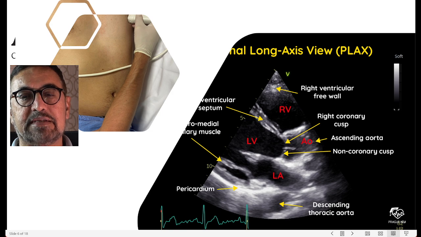The parasternal long axis view. We usually begin with the parasternal long axis view because it's an excellent orientation. The patient should be in the left lateral position, lying on the left side with the left arm tucked under the head. Place the transducer in the 3rd or 4th intercostal space at the left parasternal border with the marker pointed towards the patient's right shoulder, around the 9 or 10 o'clock position.